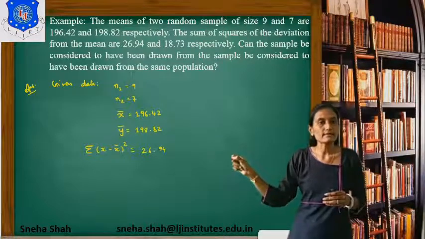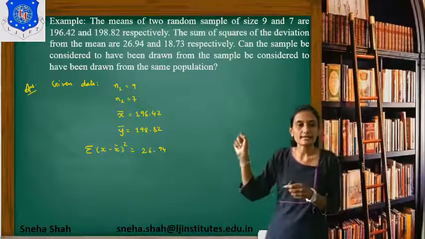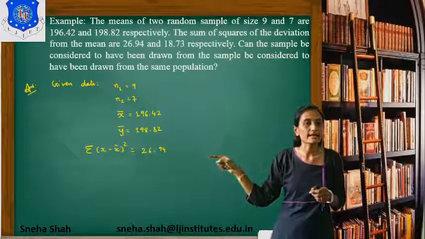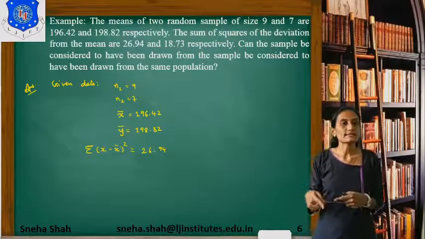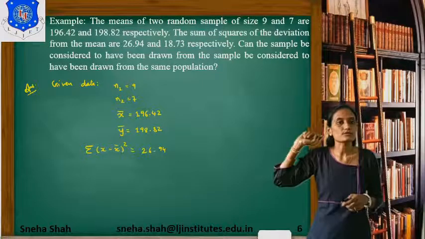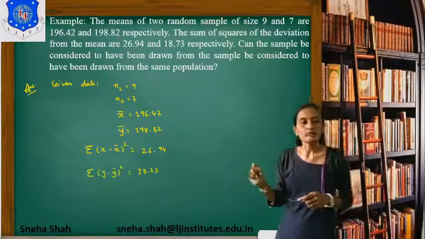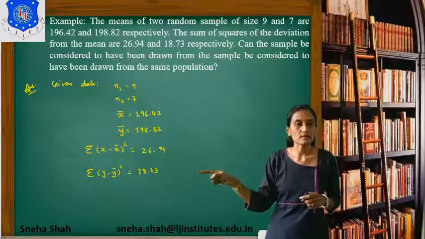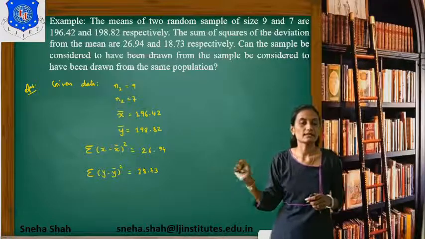So which data is given to you? Summation x minus x bar whole square, and the value of it equals 26.94. Similarly, for the second, its value equals 18.73. So we're writing like this: summation y minus y bar whole square equals 18.73.